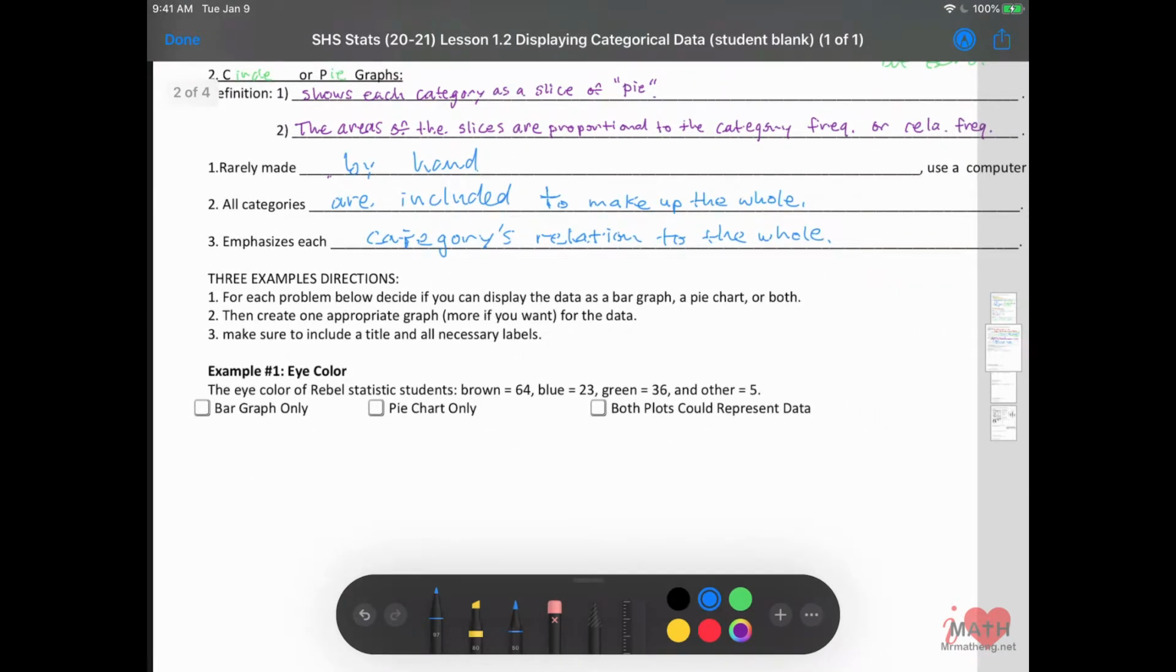All right, so it tells us below 3 examples directions. For each problem below, decide if you can display the data as a bar graph, pie chart, or both. Those are your 3 options. Then create one appropriate graph, more if you want for the data. We'll just be doing one, and make sure to include a title and all necessary labels.